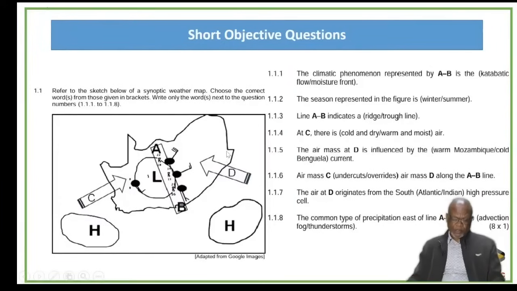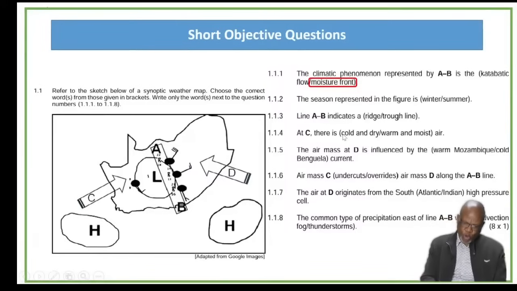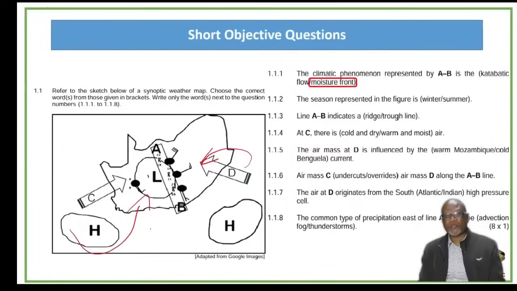Okay, let's move on to the next question. This is another short objective question. The climatic phenomenon represented by AB is the katabatic or moisture front. This is your line AB. What is this line AB? It is a moisture front. So for a moisture front, you need to define it. It is a line that separates warm, moist air from cold, dry air. So this is your warm, moist air from the Atlantic Ocean, and this is your cold, dry air from the South Atlantic Ocean. So this is your moisture front.